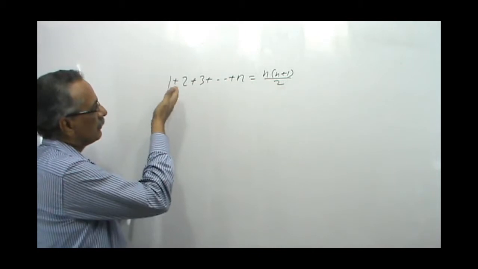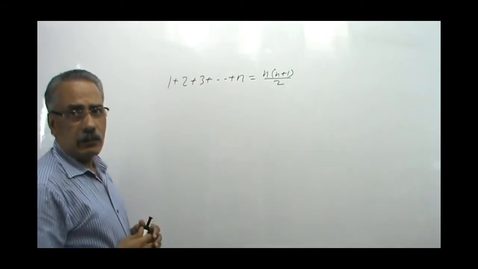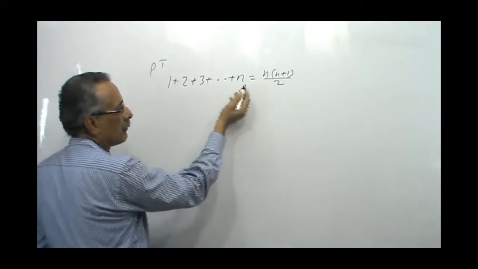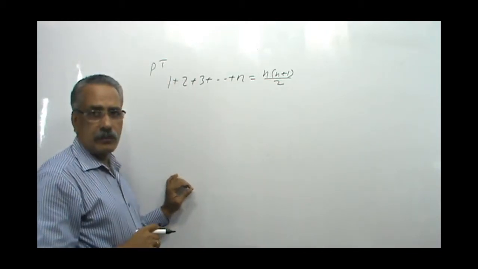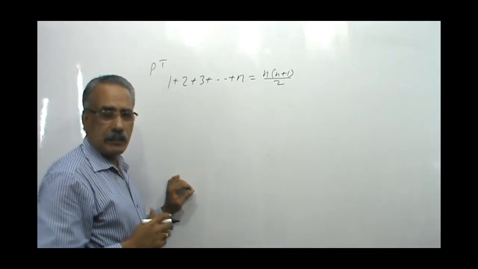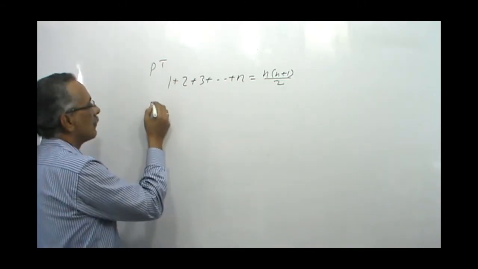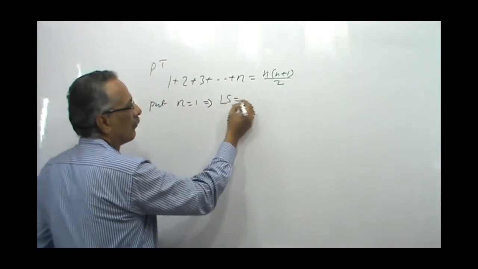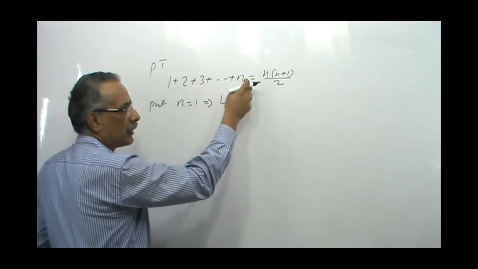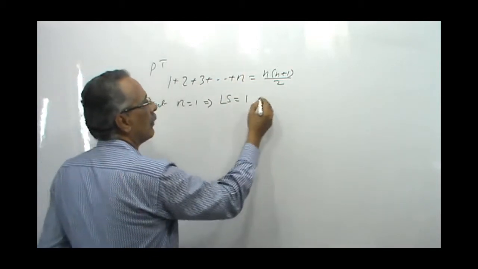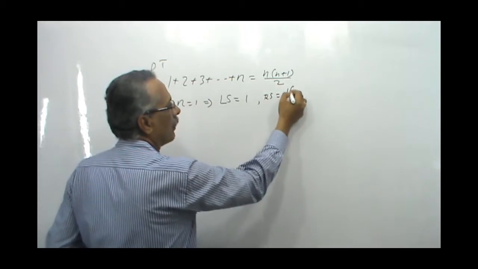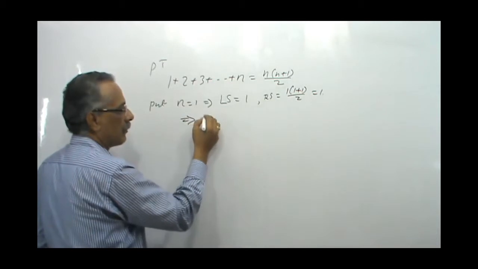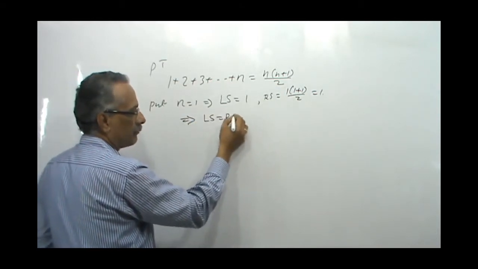Let us use this question. Prove that 1 plus 2 plus 3 plus up to n is equal to n into n plus 1 by 2 using the principle of mathematical induction. First, put n is equal to 1. Left side is equal to 1. Right side is equal to 1 into 1 plus 1 by 2, that is also 1. What does it imply? It implies left side is equal to right side.